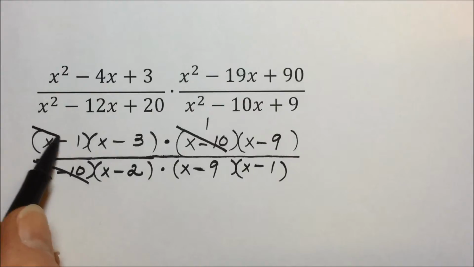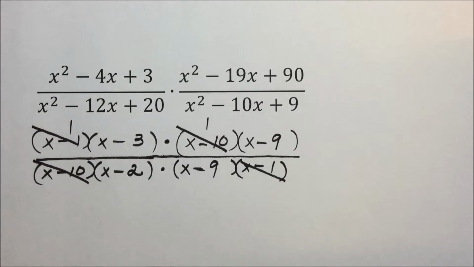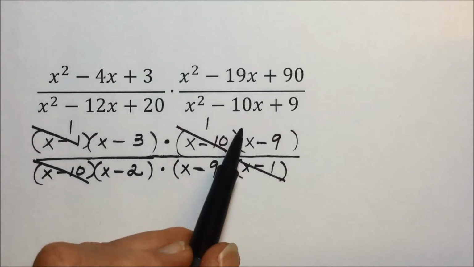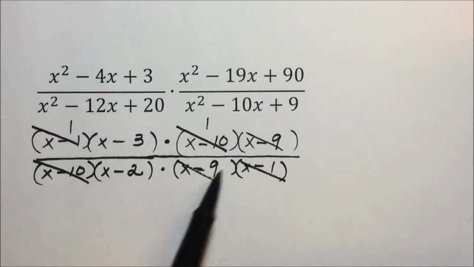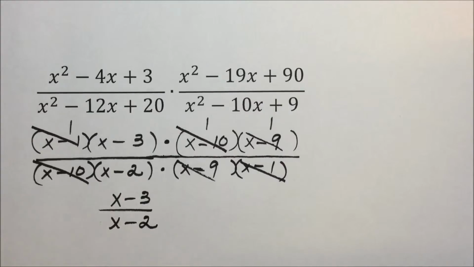Inspecting this further, we also have an x minus 1 over an x minus 1, which cancels out, giving us a value of 1. We also have an x minus 9 over an x minus 9, which is equivalent to 1, leaving us with the binomial of x minus 3 over x minus 2.